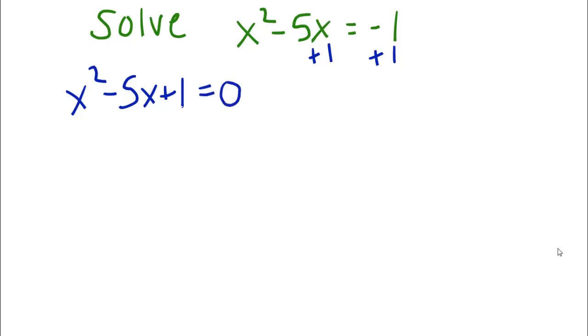I know that we have to identify a, b, and c before we plug in. Notice a is the coefficient in front of the quadratic term. In this case, a is 1. B is the coefficient in front of the linear term. In this case, it is negative 5. And c is our constant added on to the end. In this case, it is 1.